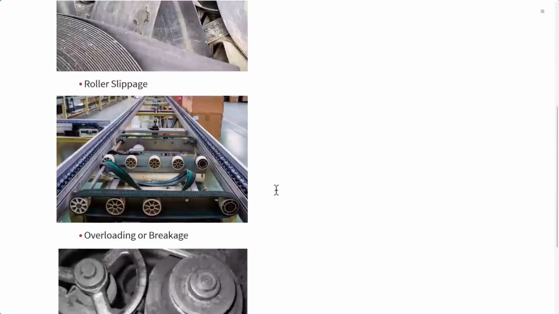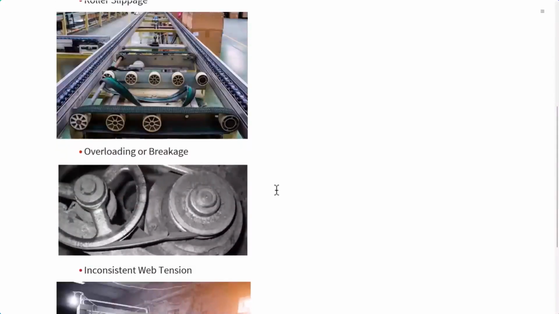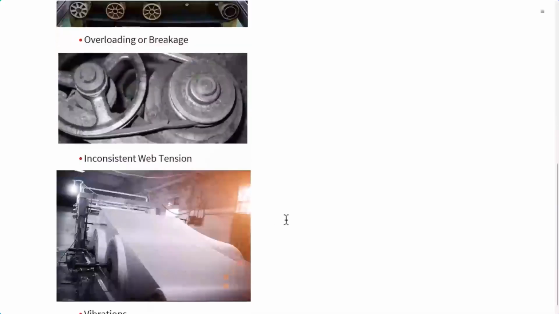Another problem, overloading or breakage. Excessive torque can overload the system, potentially leading to breakage. It creates such a high tension that it can cause the belt to rip apart or damage the pulleys or rollers. Another one, inconsistent web tensions. The variability in tension can lead to defects in the final product, especially during processes like calendaring.